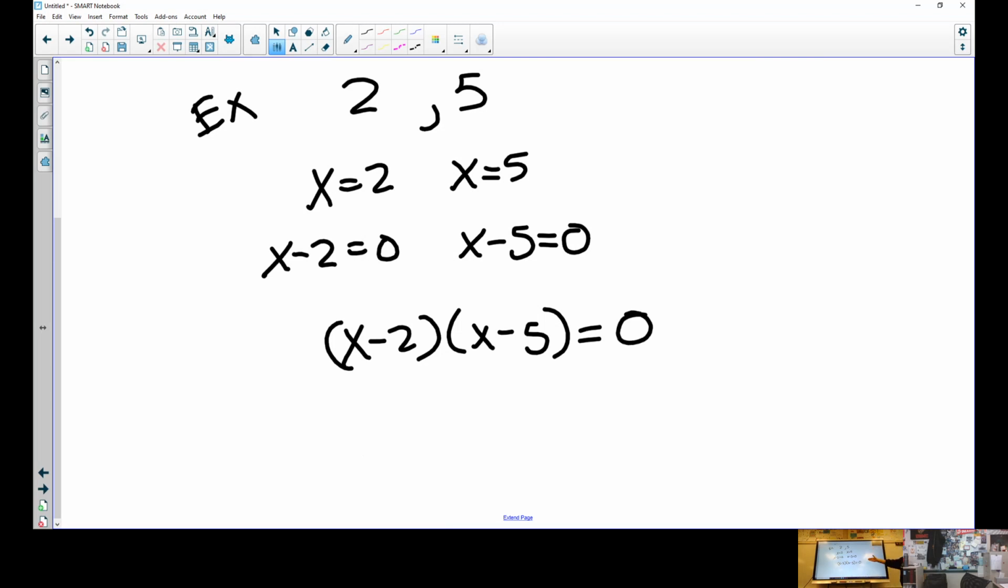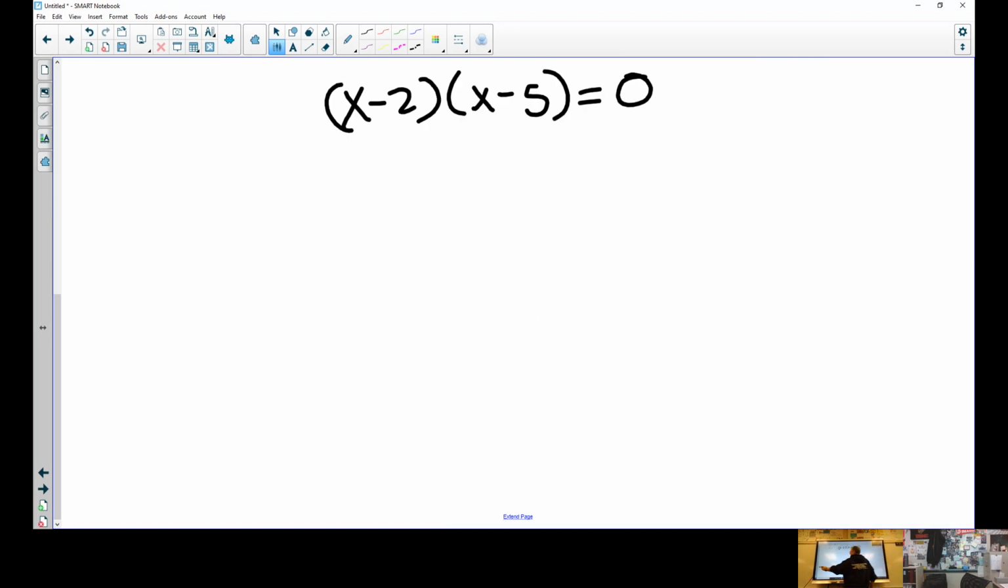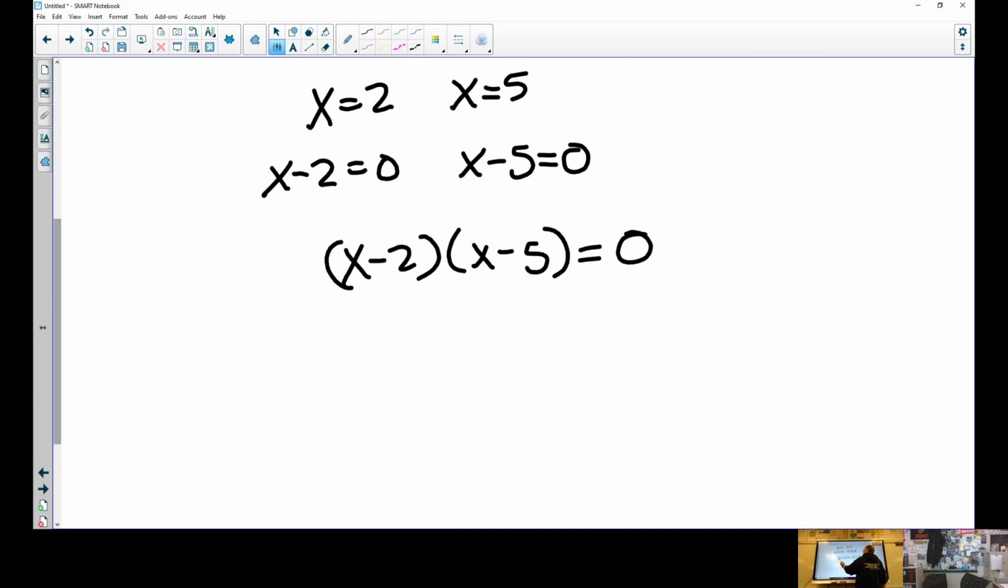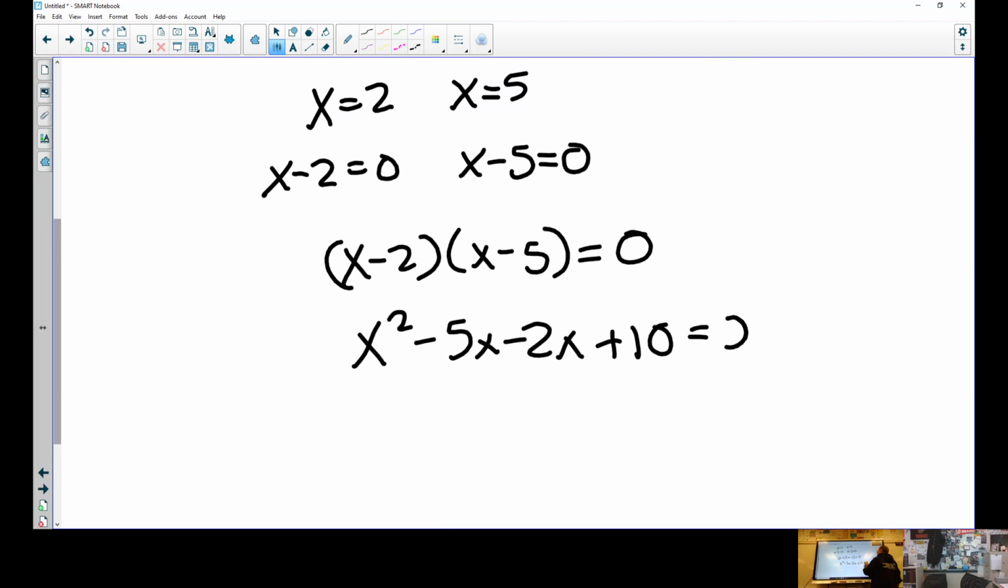Now we have an equation. It's not fully simplified yet. It's not in standard form. But we have our quadratic equation at this point just in factored form. So the next step, hopefully it's obvious at this point, but if not, the next step is multiply it out. We take this and say, let's just do our FOIL. X squared minus 5x minus 2x plus 10 equals 0.